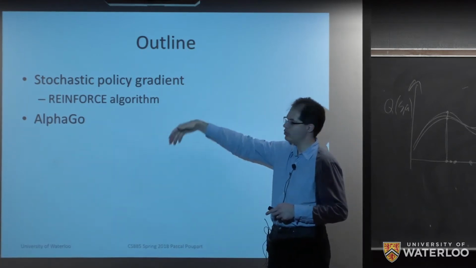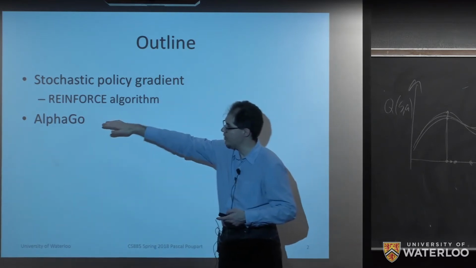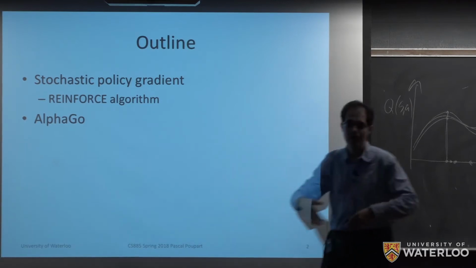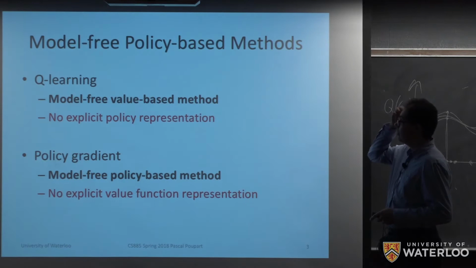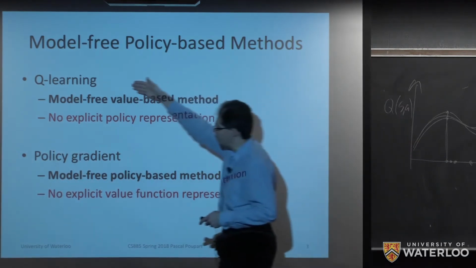And then to give you some examples, I'll describe how AlphaGo essentially used policy gradient methods initially to obtain some very good results. Okay, so as a quick recap, we just talked about Q-learning.